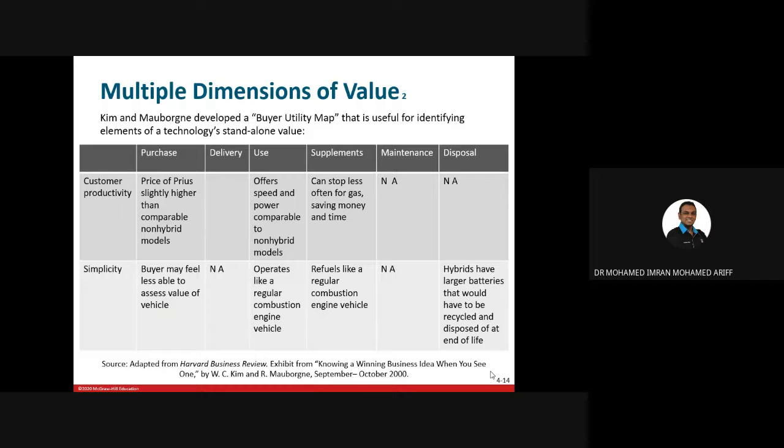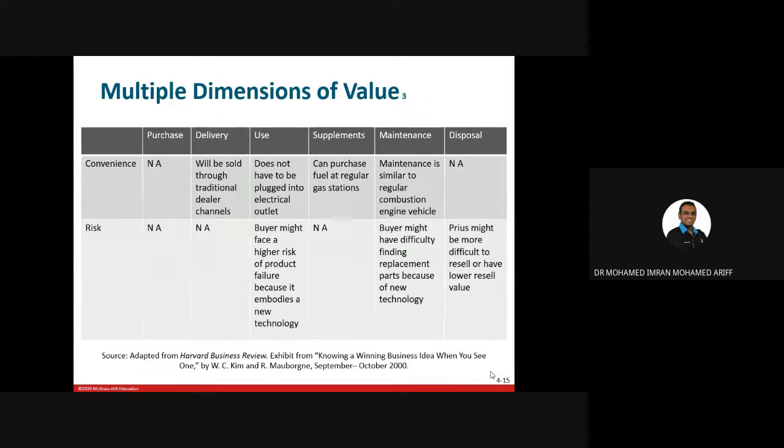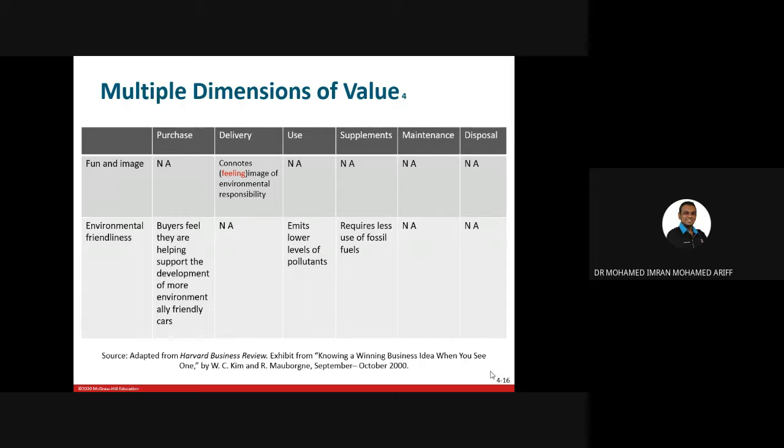Okay, but we can also look at others as well. So Kim and Mauborgne has developed a map. So whenever you want to come out with a new product, you look dari segi customer productivity. You look at simplicity. Whether is it simple for customers to use, whether is it productive for customers to use, whether it's convenient, whether it's risky, whether it's fun.